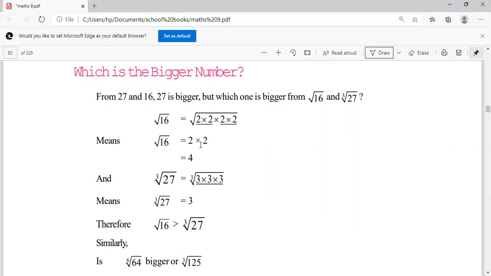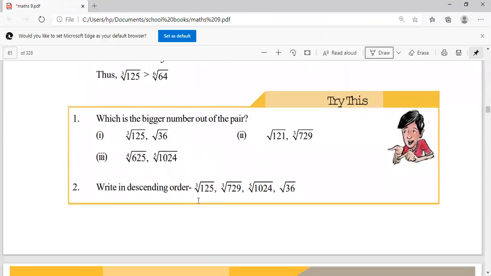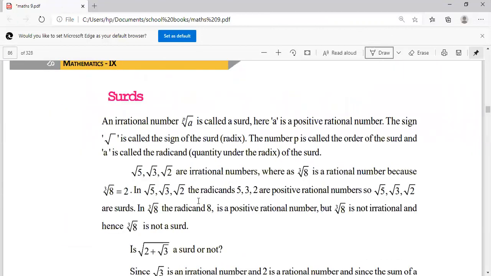Solving this part also you will get the answer 2, so when you will multiply this 2 you will get 4. Okay, in the same way you have to solve the cube root also. 3 into 3 into 3 you can write 27, you can split 27 as 3 into 3 into 3. Okay, so after solving that also you will get the value 3. Okay, these are the exercises, the practice part which you can solve.